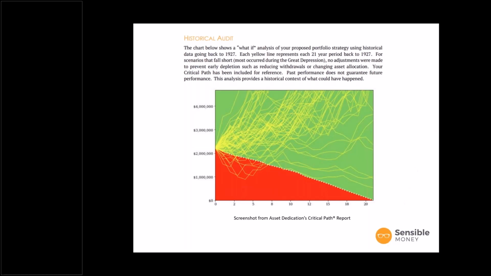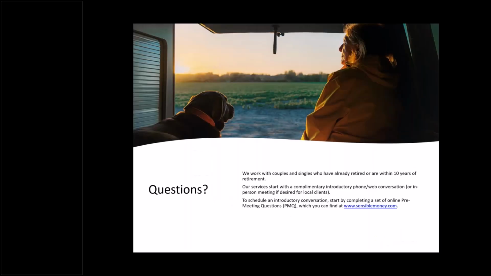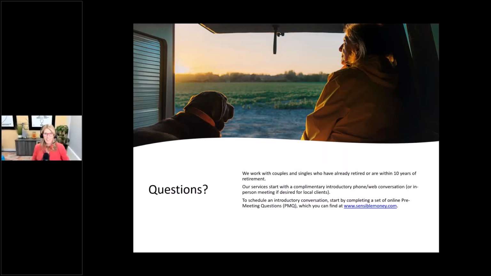We are going to open it up for Q&A. What is the formula or rule of thumb to guide a client in choosing between taking a lump sum pension payout or monthly payouts for life?